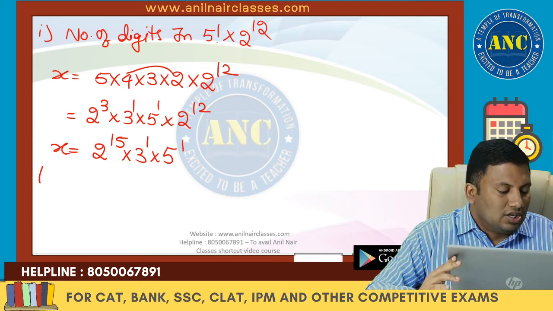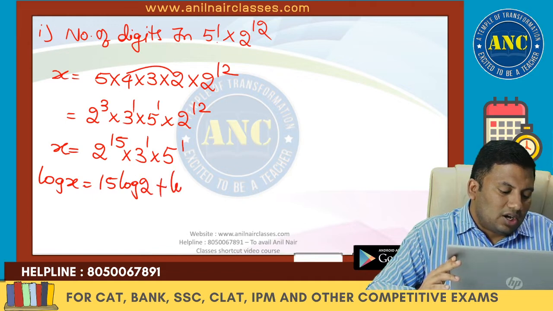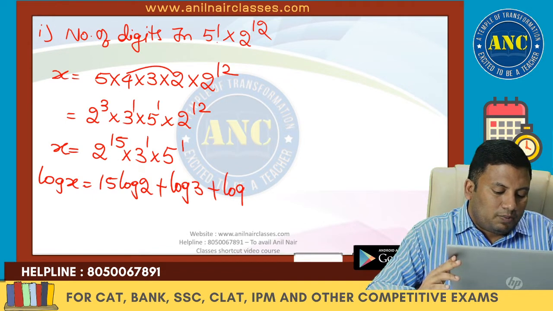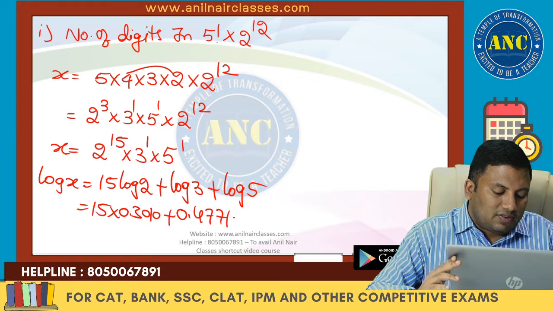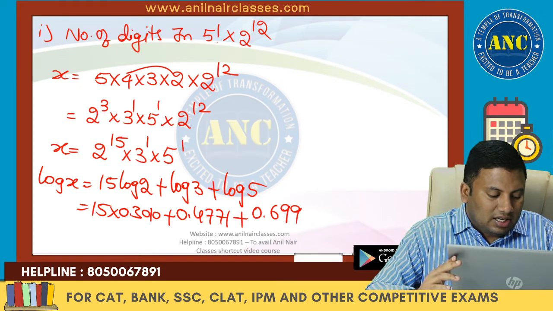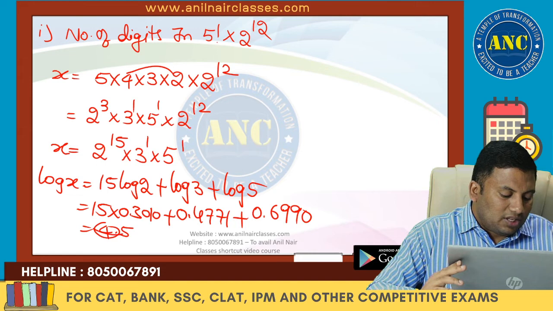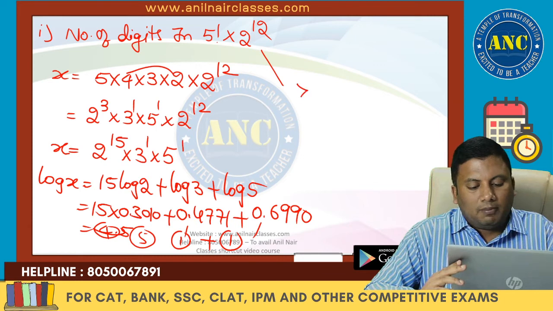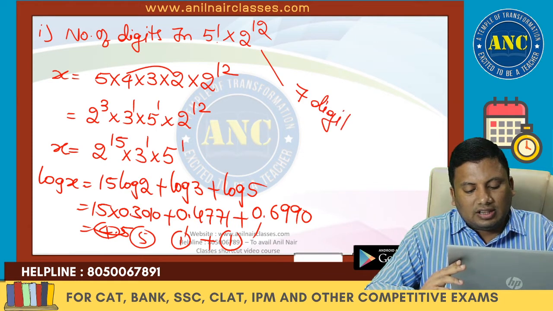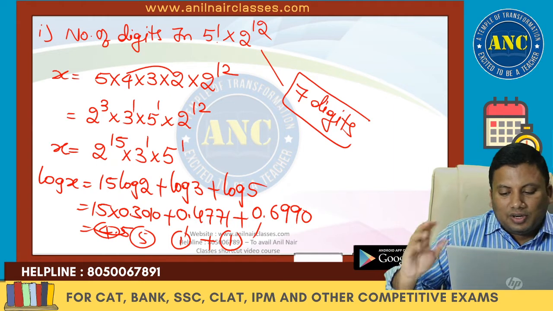This is x. So log x is nothing but 15 log 2 plus log 3 plus log 5. I hope you are all there with me. So this is nothing but 15 into 0.3010, plus 0.4771, plus 0.6990. This is nothing but 4.5, so 4 plus 1, 5 digits. Here 1, here 1, so 5 plus 1 plus 1, the number of digits in this value is nothing but 7 digits. I hope you got the idea of finding the number of digits.